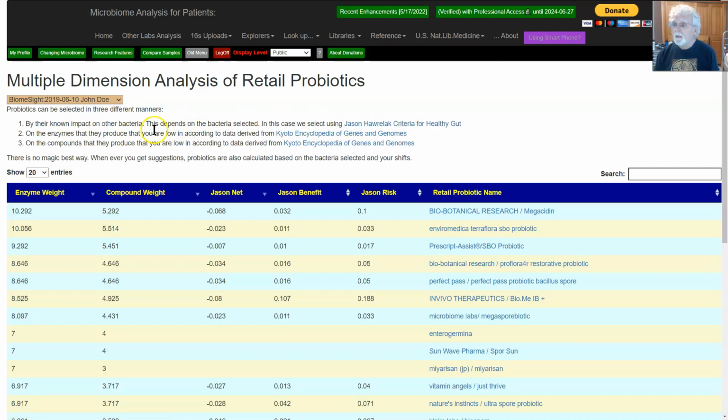The second one is using information from the Kyoto Encyclopedia of Genes and Genomes. We have calculated how much production of different enzymes you have. There are about 1,500 different enzymes which show up. And we take a look and say, give me a list of the enzymes I'm low in. And for practical purposes, we'll say I'm using the bottom 10% of the enzymes. So with 1,500 enzymes, the average person would have 150 by randomness. Actually, in reality, some people have 500, which means they are really low on enzymes.